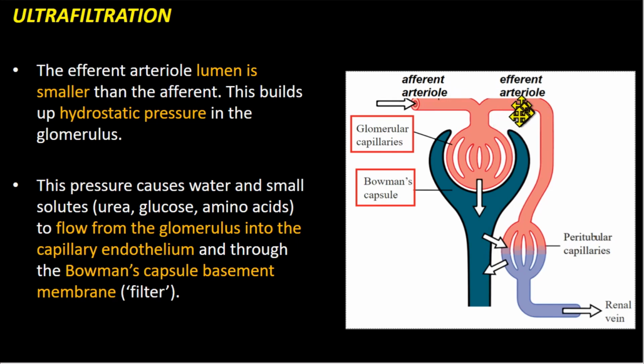The efferent arteriole lumen is smaller than the afferent. If you remember anything about the lumen being small, it is that it is going to build up pressure. So the hydrostatic pressure is going to build up inside the glomerulus here. This pressure is going to cause water and small solutes such as urea, glucose, and amino acids to flow from the glomerulus into the capillary endothelium and through the Bowman capsule basement membrane. Think of that as a filter that's going to push everything through the nephron here.